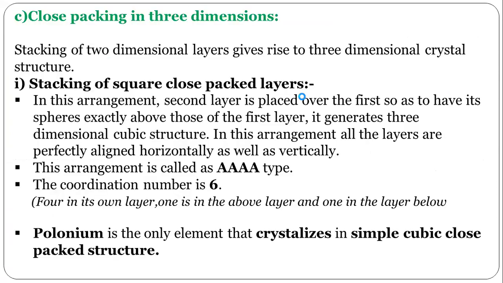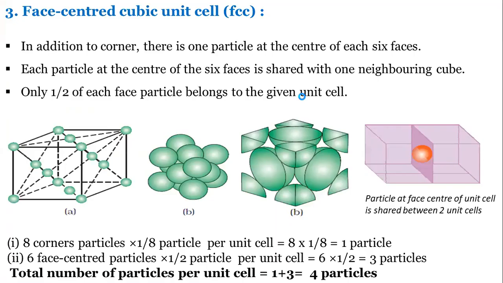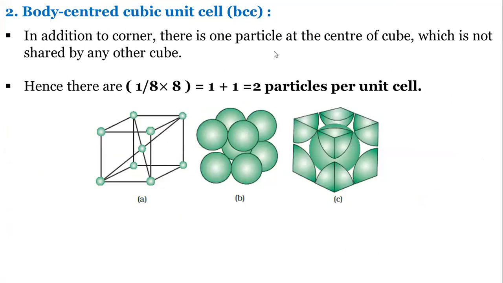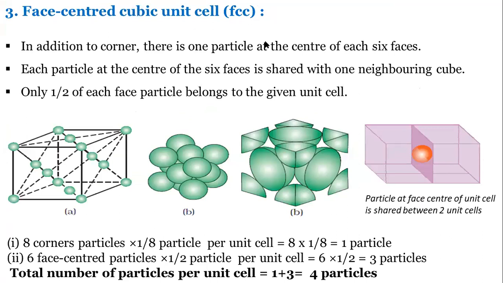Then you will understand. Yes, see this number of particles. One particle is present in case of simple cubic unit cell. In case of body-centered cubic unit cell, there are two particles. And in case of FCC, there are four particles. How these four particles? Because each face particle is shared between two cubes. So 6 into 1 by 2, because six faces are there, and each particle is shared by half. So 6 into 1 by 2 is equal to 3. And this is one particle, it is shared with the corner.